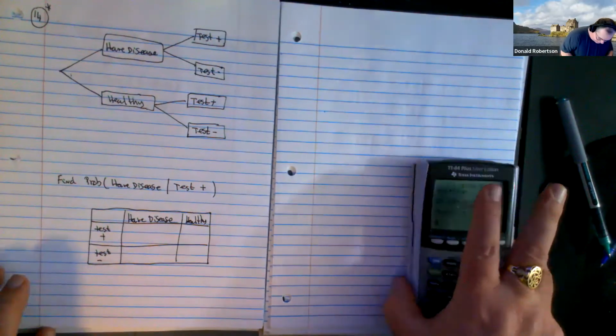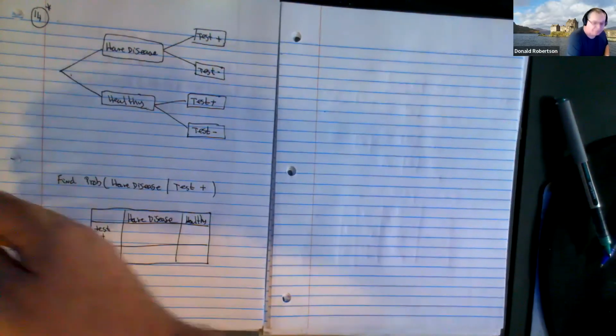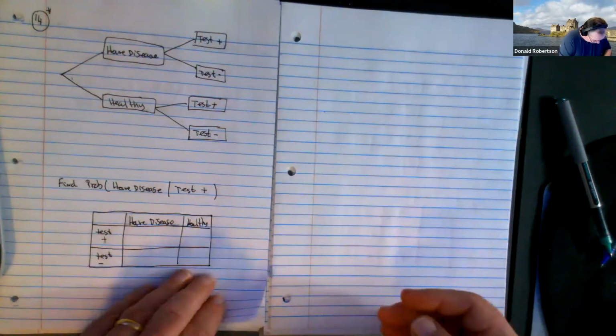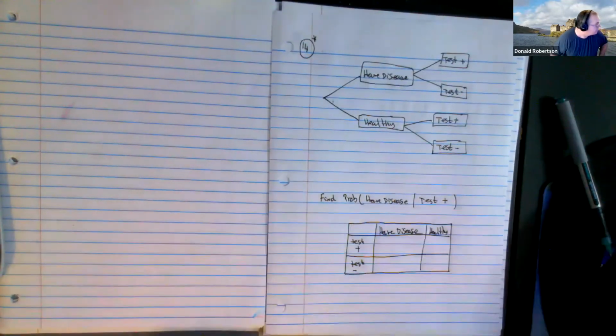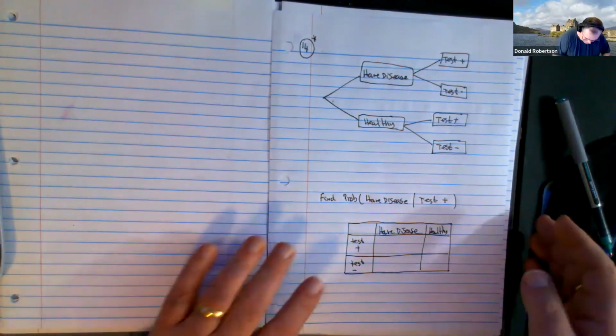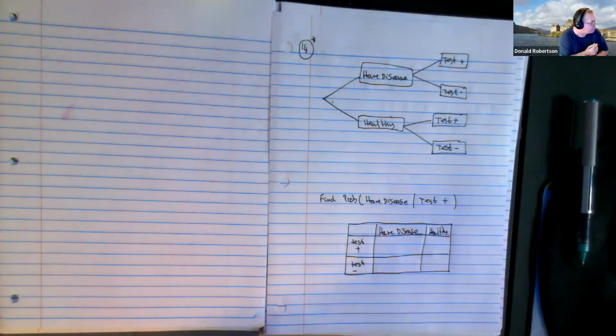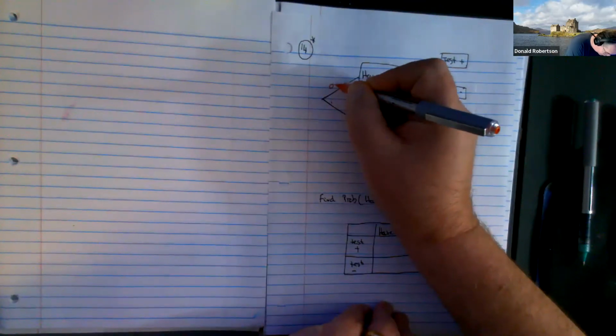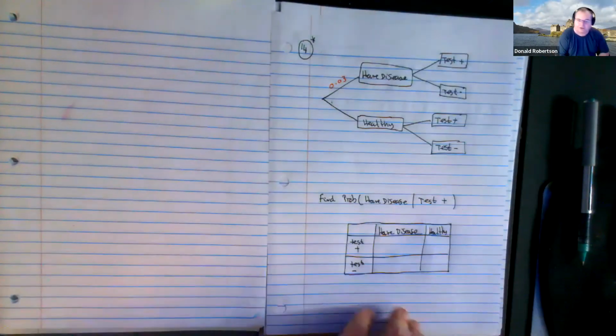So this is our final tree diagram. I've already got it partially set up. It's a version of question 14, so I'm going to have to look at what 14 says. Right, you can't see it, but I'm reading it. Suppose that only 3% of individuals have a disease, right? So 3% of the population have a certain disease.